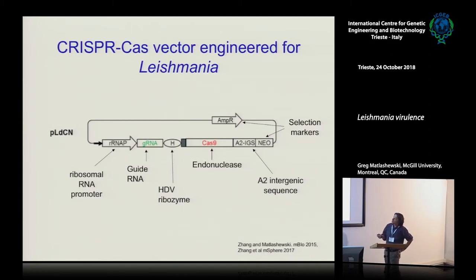He used a promoter, a Leishmania ribosomal RNA promoter. And he used a hepatitis delta virus ribozyme to make sure that the guide RNA would be the correct size. And so with this plasmid, you can now start to edit the genome of Leishmania. So it's quite remarkable to be able to put this together to edit the genome.